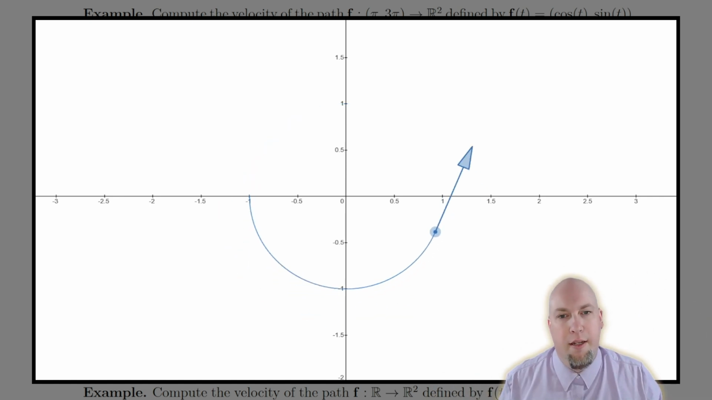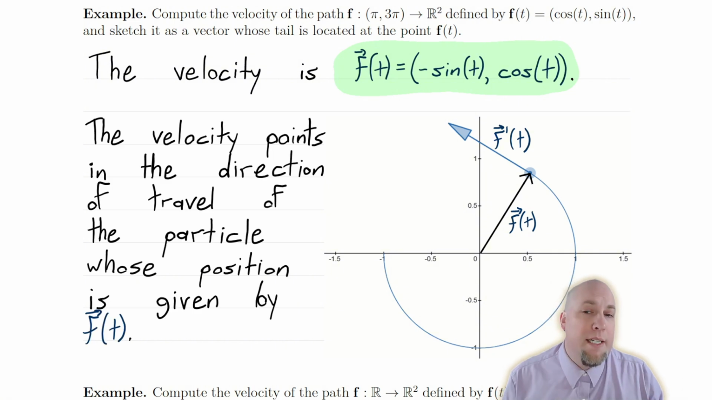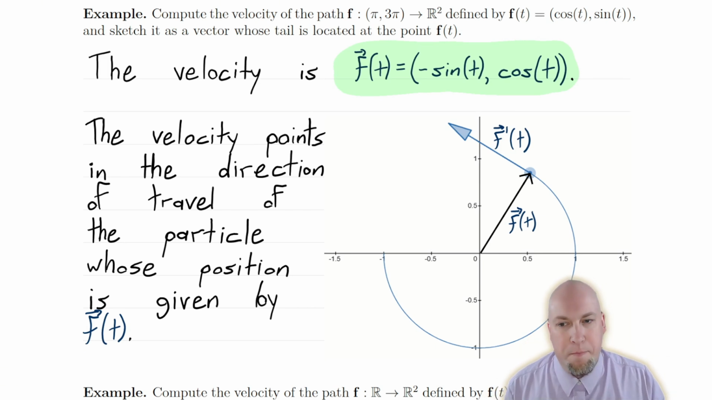Okay? All right, and this always happens actually. There's nothing special about this example here. The velocity vector always points in the direction of travel of the particle. It always points sort of straight ahead where the particle wants to go.